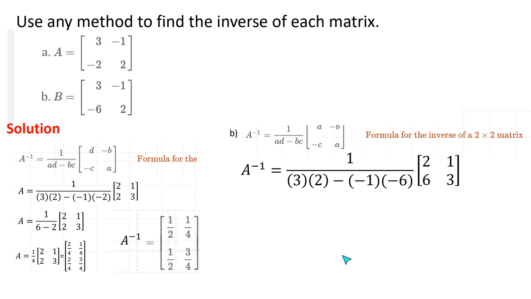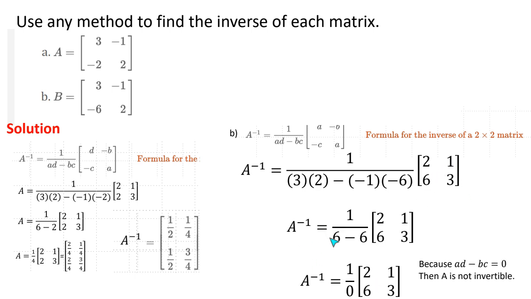We can use the formula again for letter B. So we're going to have 1 divided by 3 times 2 minus -1 times -6. I'm going to switch my numbers here. So I'm going to have 2 and 3 and switch the signs, 1 and 6. So we simplify. 3 times 2 is 6. And then we have a negative. And then negative is positive. So we end up with -6. So we end up with 1 divided by 0. And 1 divided by 0 is going to be undefined.